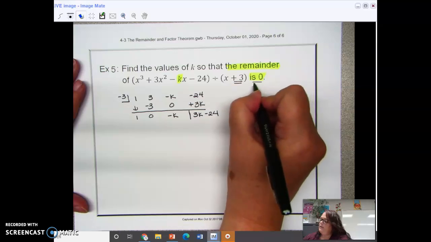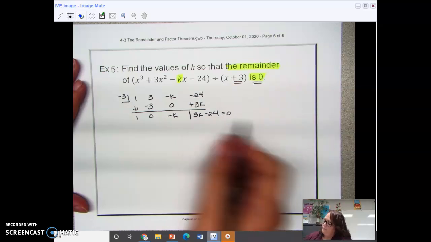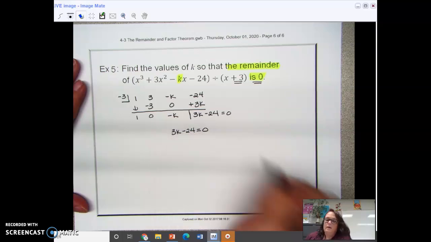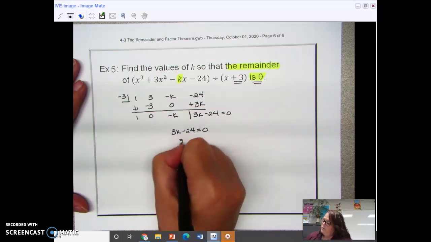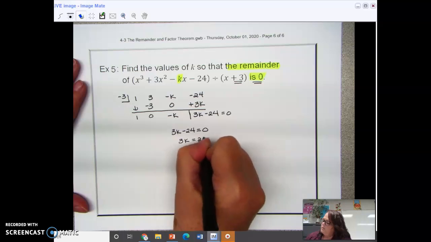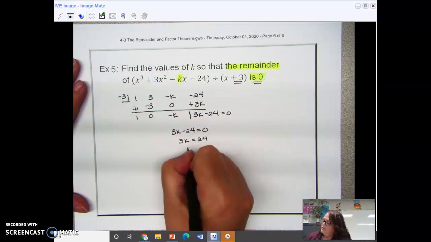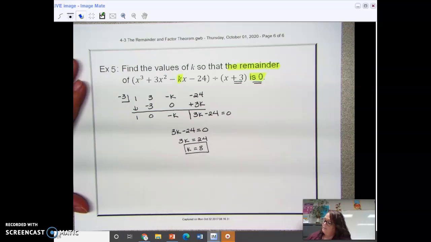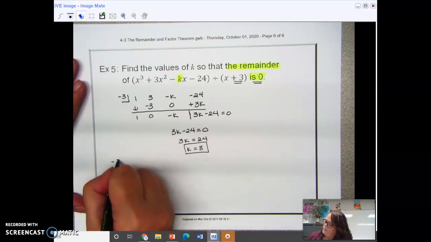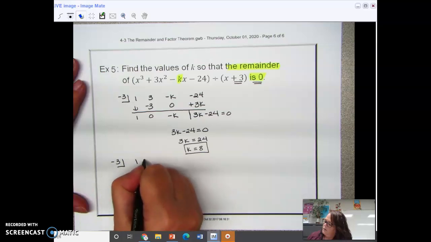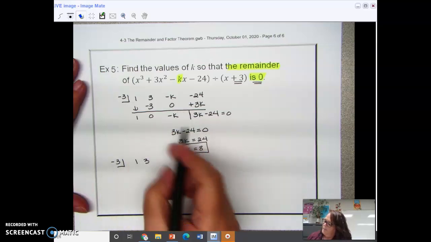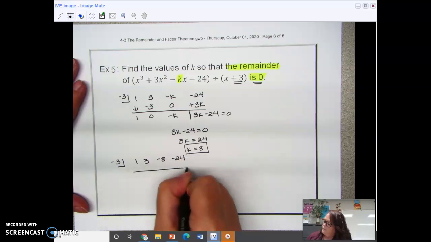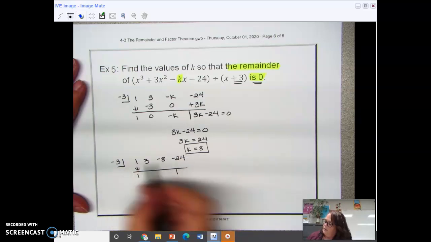And again, I want that remainder to be equal to 0. So I could add 24 to both sides, and I get 3k is equal to 24. And then dividing both sides by 3, I get k is equal to 8. So let's double check that. If I put -3 in my corner, and then remember it's the opposite of 8, so I have -8 here and -24. So I'm going to drop my 1.